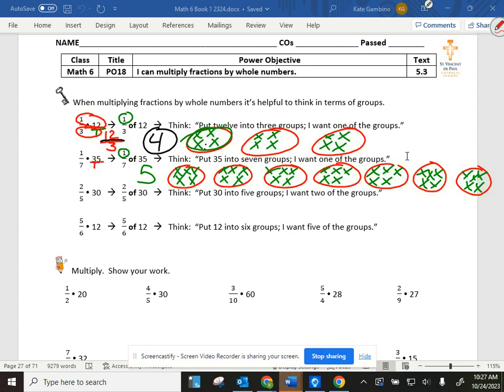We can say 35 is 35 over 1. So 1 times 35 is 35. 7 times 1 is 7. And we know that fraction bar means we're going to divide. 35 divided by 7 is 5. So we get the same answer. So let's do the next one.